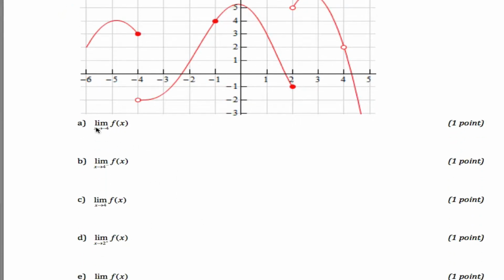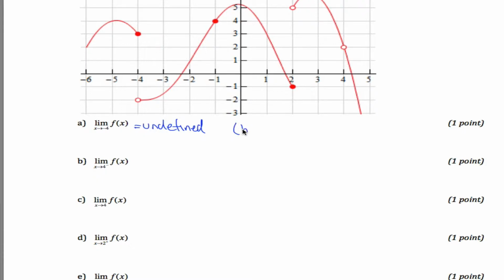So in this first one, we're asked to figure out what's the limit as x approaches -4 of f of x. It turns out this is undefined. The reason this is undefined is because this is a two-sided limit. It doesn't tell you which side we're approaching -4 from. So you look at it from the left side here, and you say the height is approaching 3. Then you look at it from the right side and say the height is approaching -2. And since 3 and -2 differ, this two-sided limit is undefined.